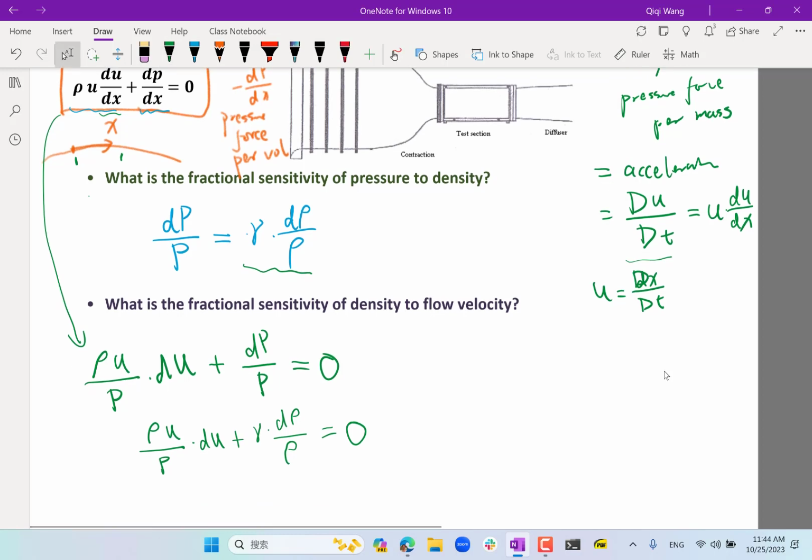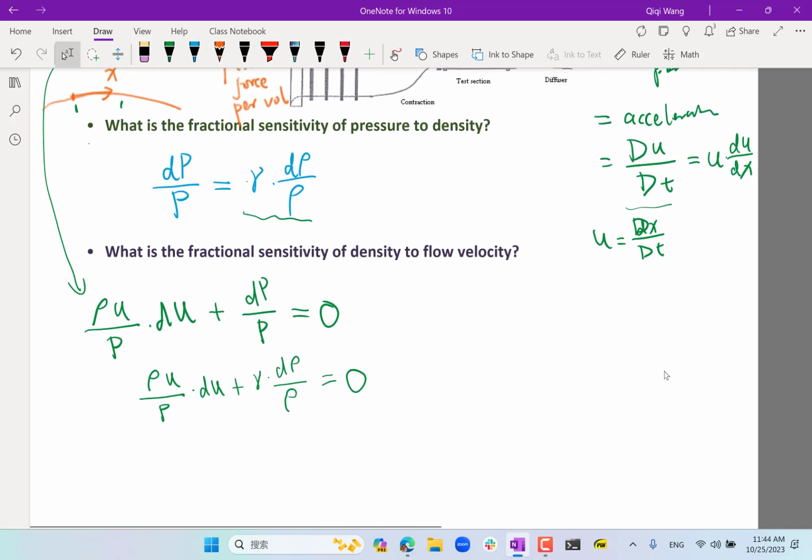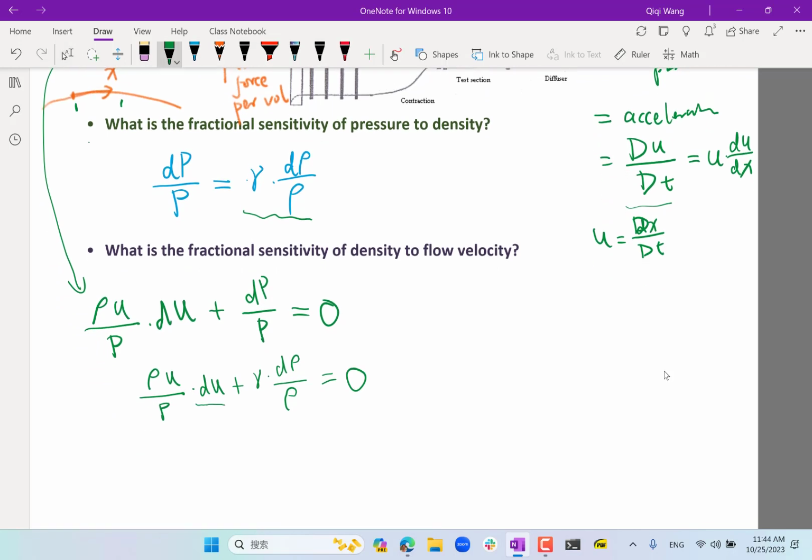Okay, so good so far. And then let's also translate this du into fractional sensitivity. So we divide by u here and put a square over here. All right? So basically that relates the fractional sensitivity of velocity to a fractional sensitivity of density.